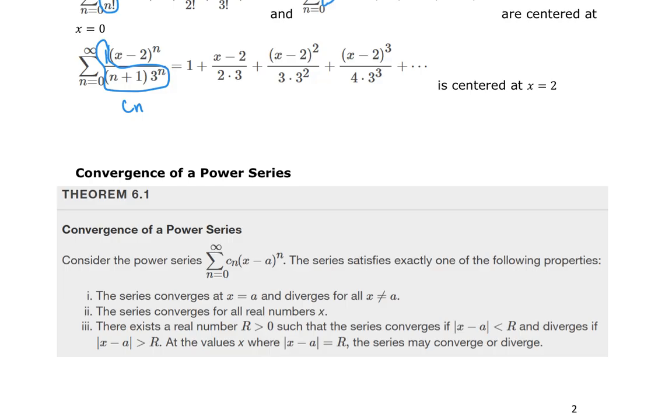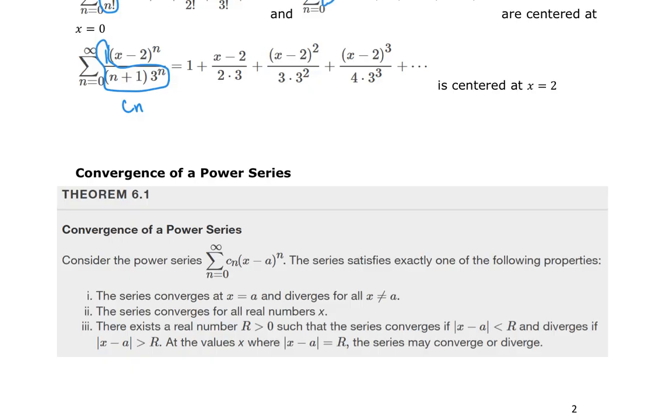Now, since the terms in a power series involve a variable x, the series may converge for certain values of x and diverge for certain values of x. For a power series centered at x equals a, the value of the series at x equals a is given by c naught. Therefore, a power series always converges at its center. Some power series converge only at that value of x.